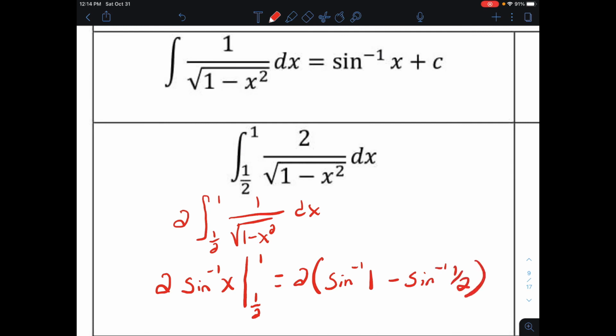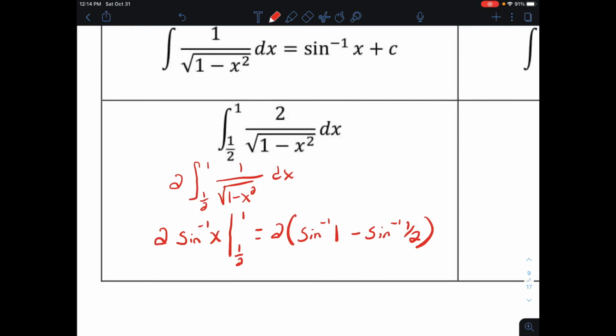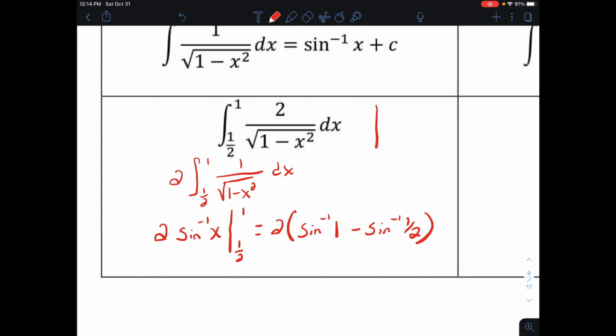And we need to evaluate that. Well, when evaluating inverse trig functions, you got to remember the range. The range of inverse sine is the right half of our unit circle, where we go from negative pi over 2 to positive pi over 2. That's what it's allowed to output, right half. Well, where does sine equal positive 1 on the right side of our unit circle? Well, sine equals positive 1 at pi over 2.